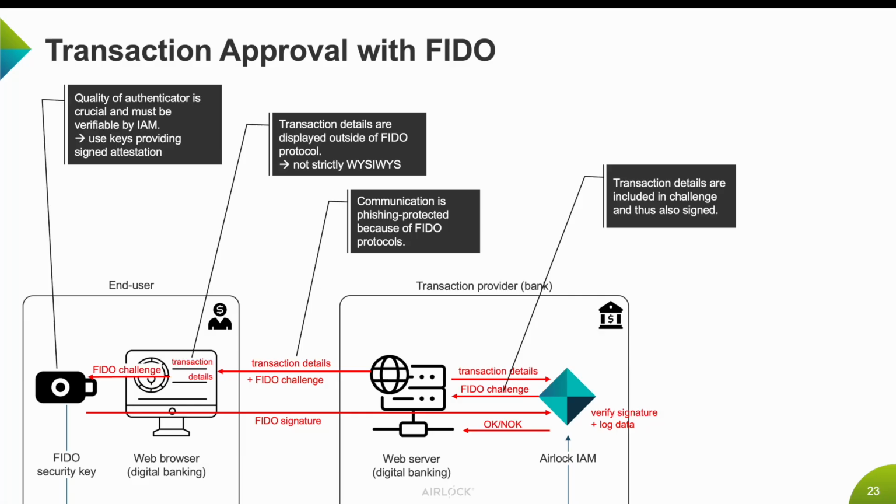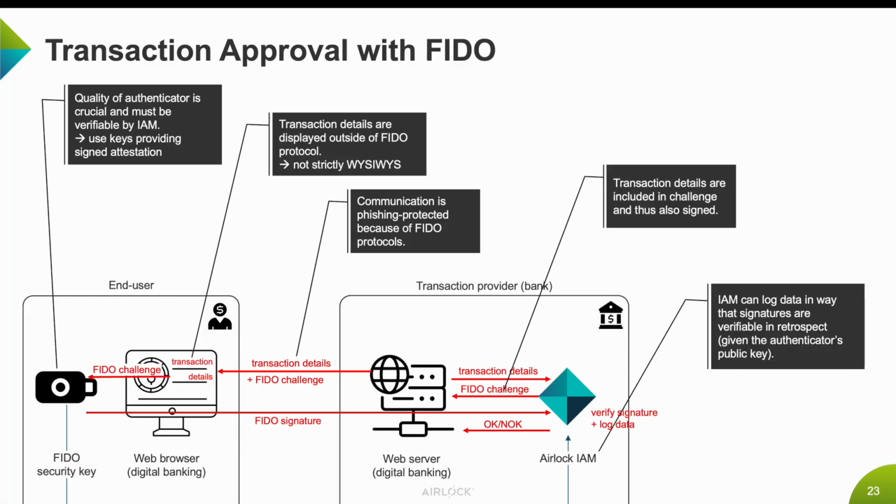It is important to see that the quality of the authenticator, that is the key or the device used, is crucial, and it must be verifiable by Airlock IAM. At the moment, this is only possible with FIDO authenticators providing signed attestations. Airlock IAM can log enough data in a way that signatures are verifiable in retrospect by just looking at the log file and by using the user's authenticator's public key.